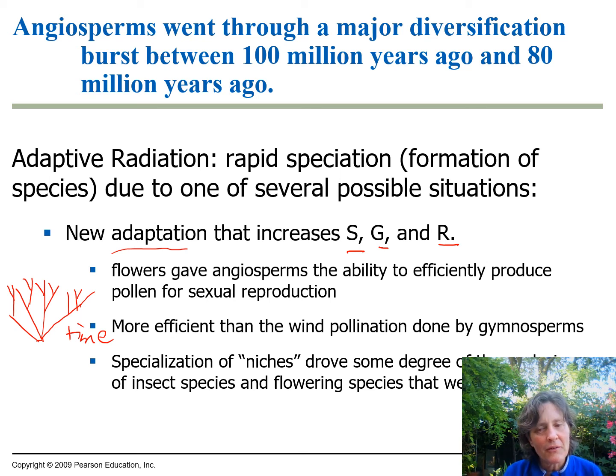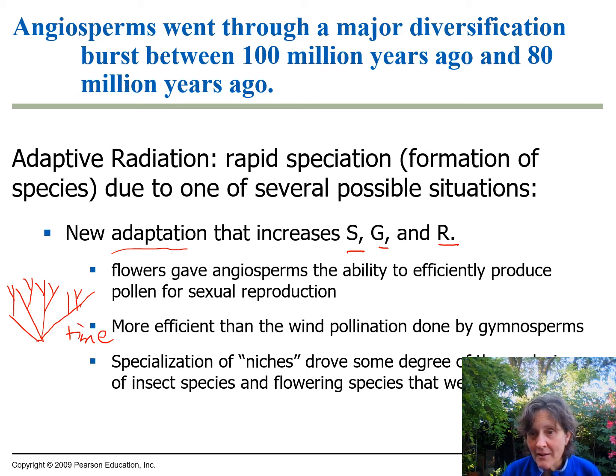Remember in the last video we saw wind pollination by gymnosperms, a whole bunch of pollen blown in the wind, and that's very inefficient because the vast majority won't make it to another flower, and it's expensive to make pollen. So flowers that could attract a pollinator were much more efficient and began to specialize in different niches. Some flowers adapted towards attracting one kind of pollinator, and other flowers towards another kind. We think that specialization of niches drove at least some degree of the explosion of both insect species and flowering species that we see today.